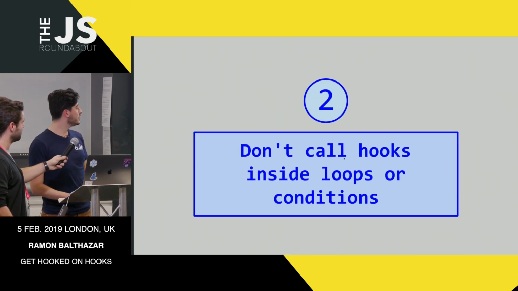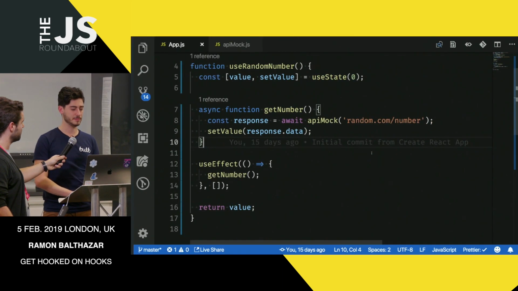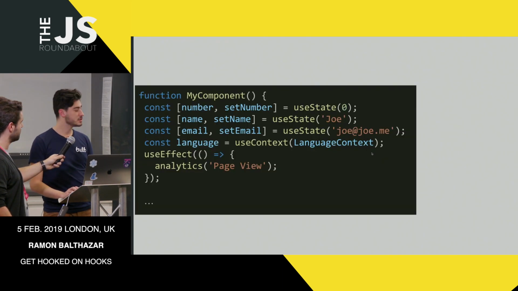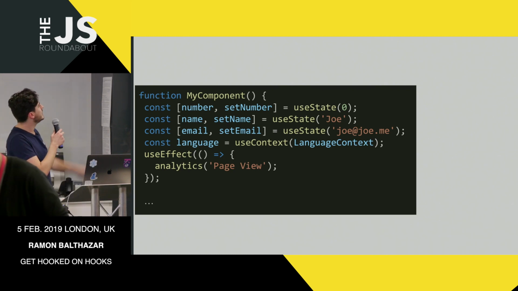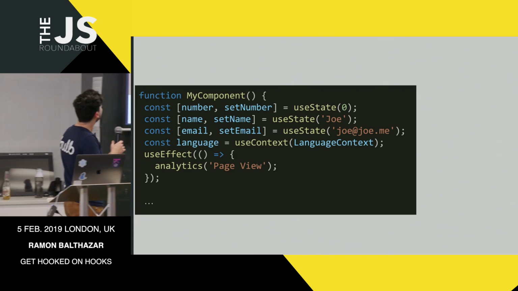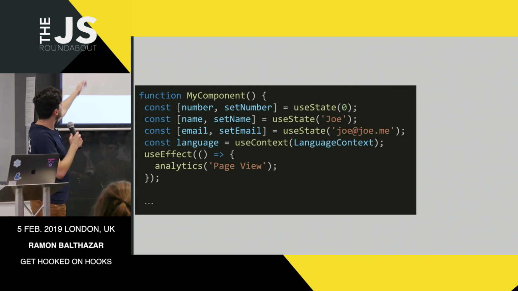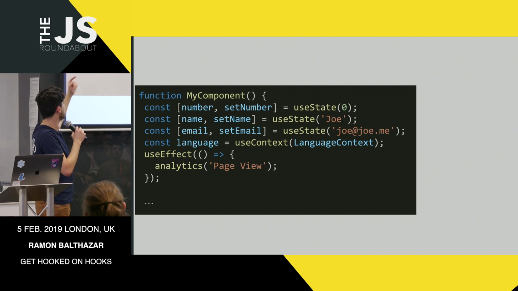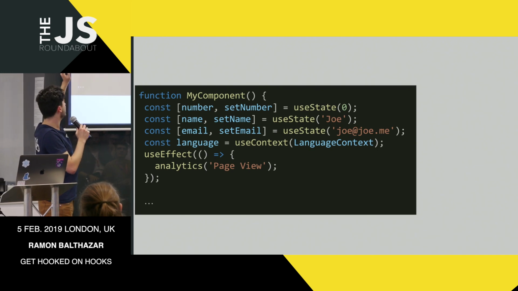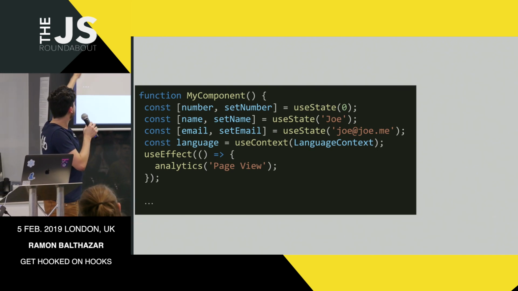And the third rule, don't call hooks inside loops or conditions, and I'm going to show you here with some slides. So, thank you, Max. Here's this component. It uses state 3 times, uses context, which I'm not covering here, but Bill is, the next speaker, and uses effect.